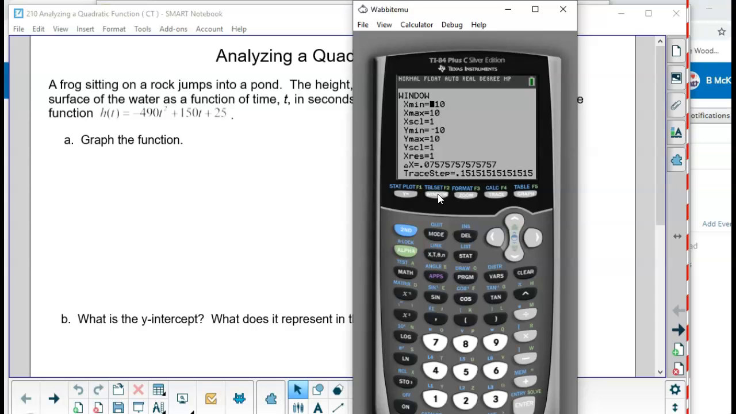X values, negative doesn't make sense, it's time, so I'm going to make that 0. And I could tell from that I don't need to go to 10, because 10 would mean it was in the air for 10 seconds, and a frog jumping for 10 seconds doesn't quite make sense. So I'm going to say maybe 3 seconds. And then again, 0 for the height, and I'm going to go up to 30. Maybe I'll do a scale of 5, and then let's graph that.